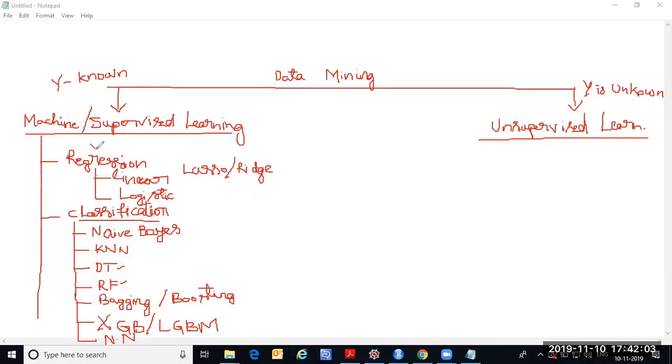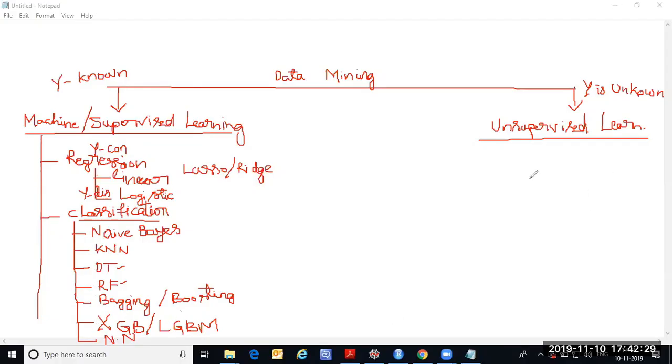When the variable y, which you are predicting, is continuous, you go for linear regression. When y is discrete or categorical, you go for logistic regression or any of these classification algorithms.